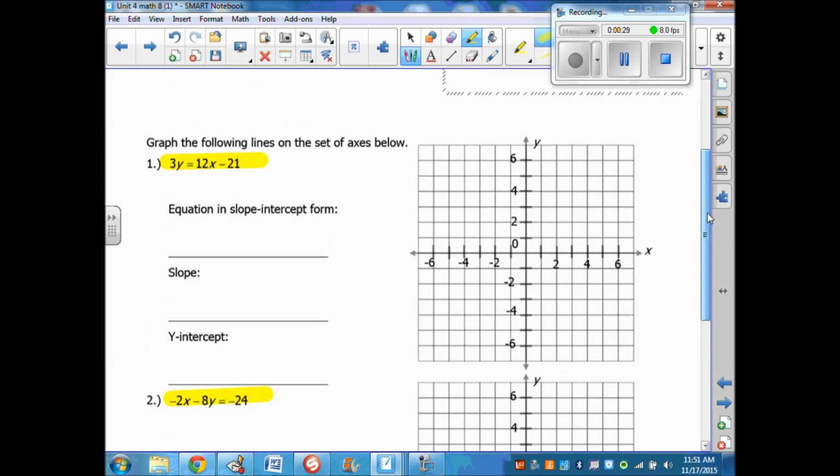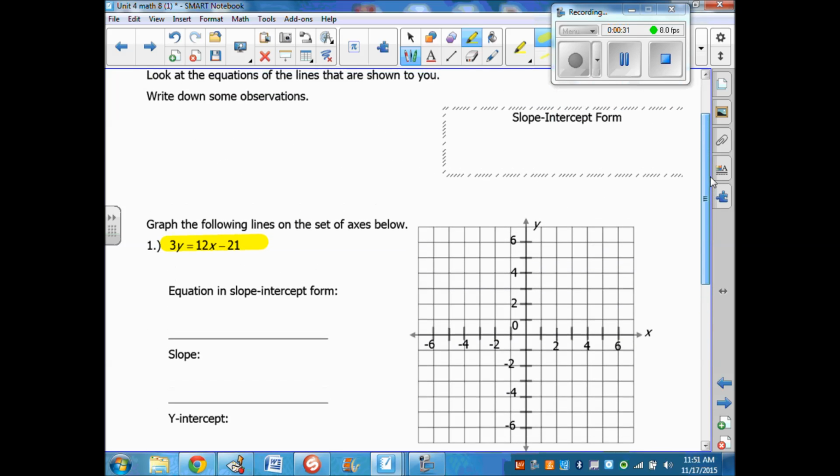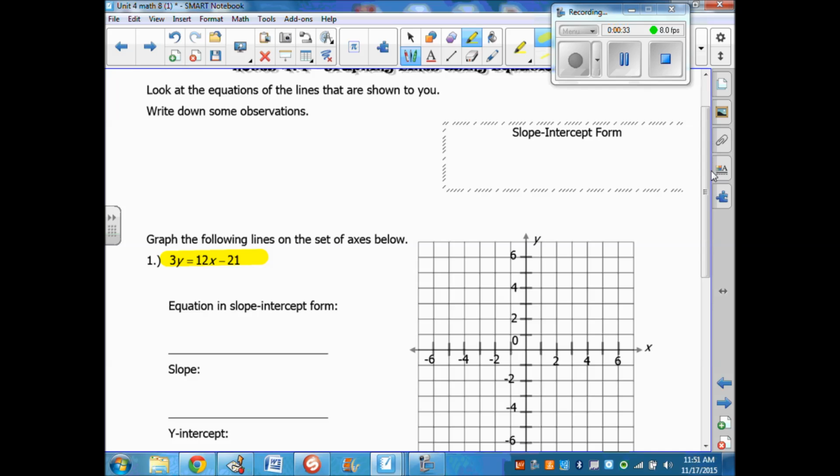And I want some observations. Okay, so write down some of your observations. Okay, pause the video and write down some observations. Make sure you pause it, write some thoughts down.